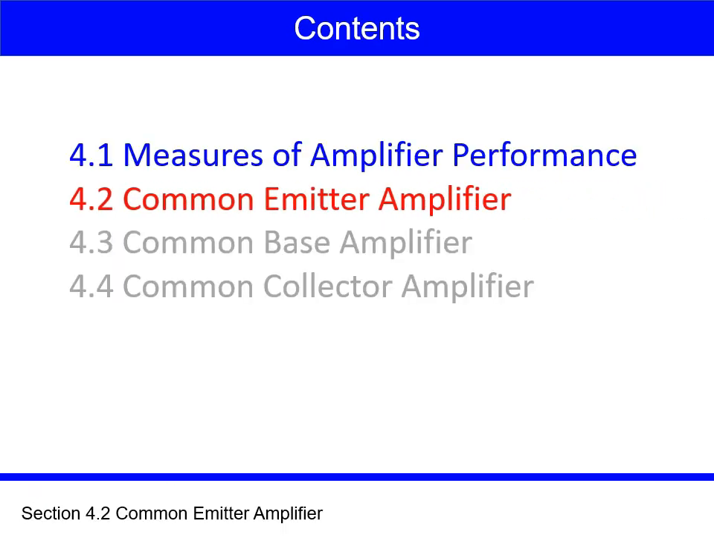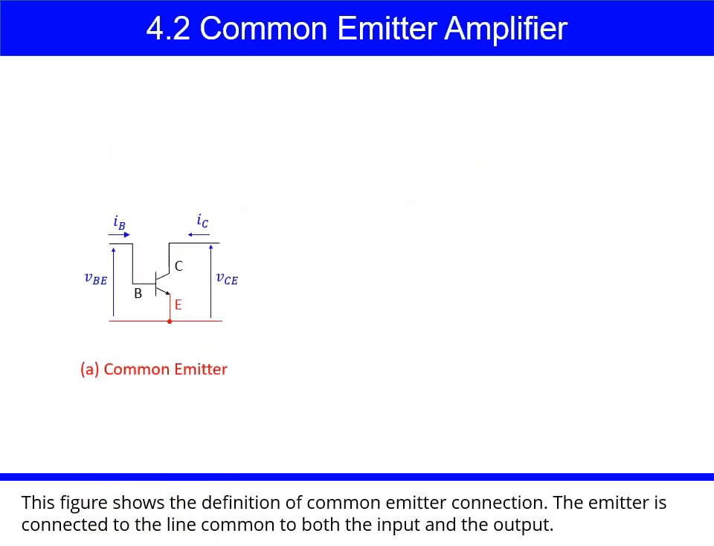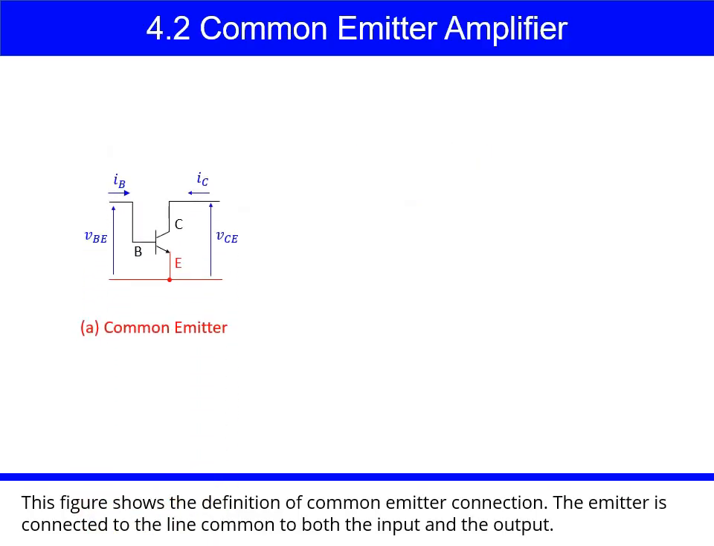Section 4.2. Common Emitter Amplifier. This figure shows the definition of common emitter connection. The emitter is connected to the line common to both the input and the output.